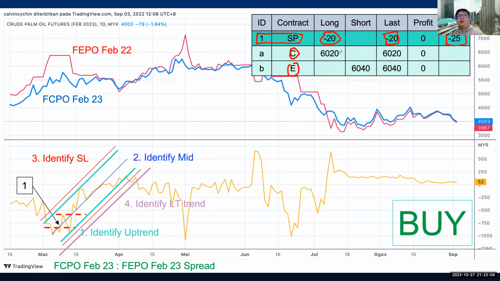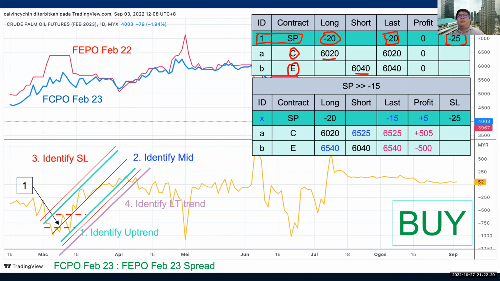So I use an intercommodity spread contract to create this spread. Assume we get these two legs, buy and sell. So we get a minus 20, this underlying leg.